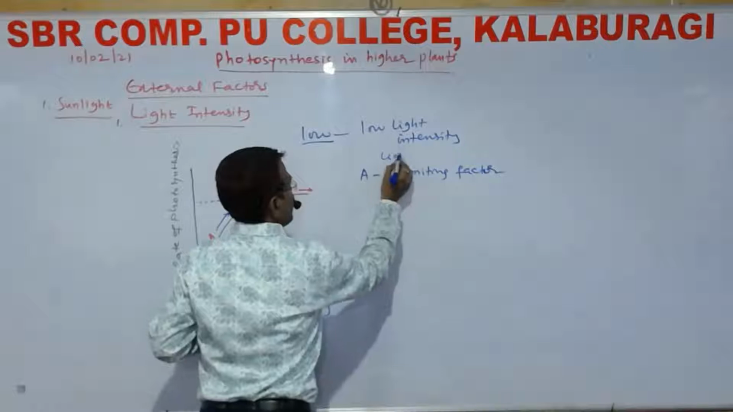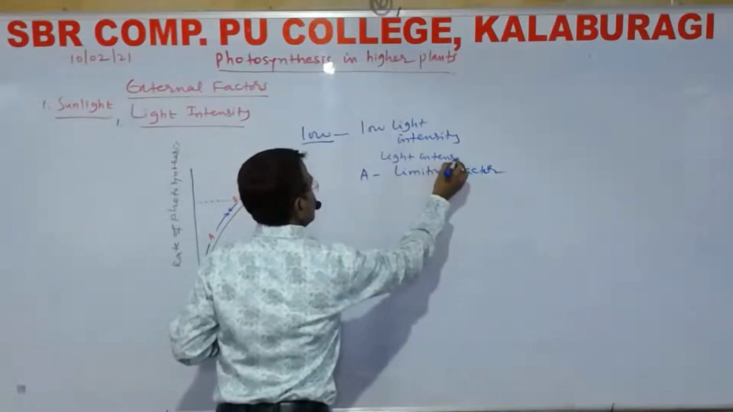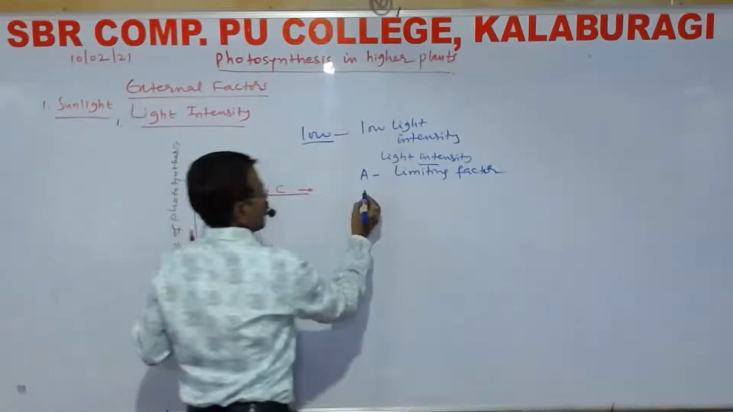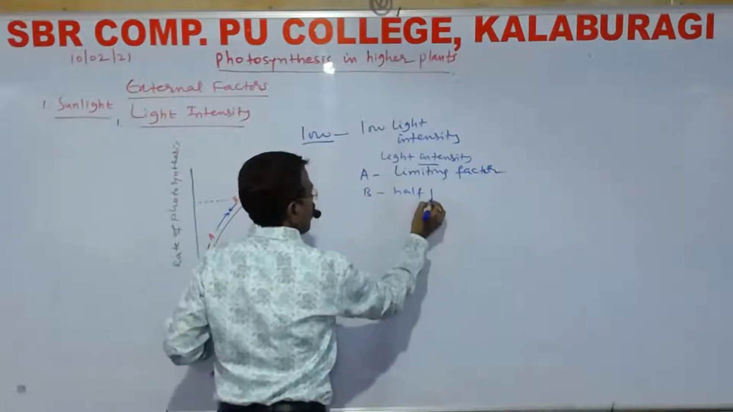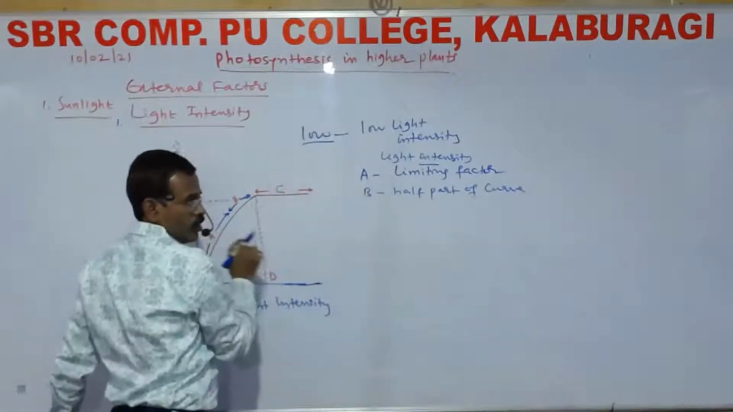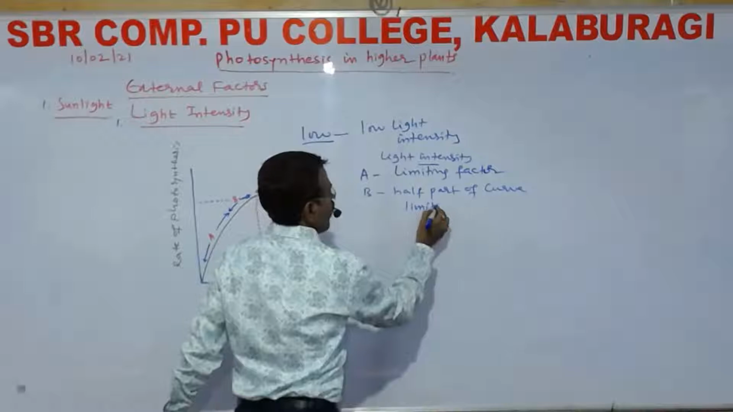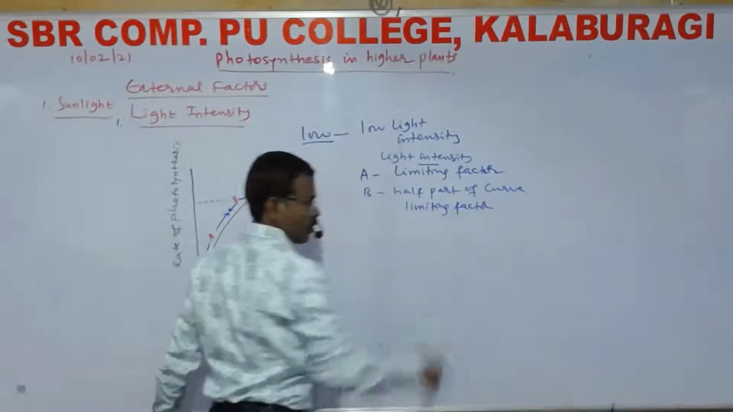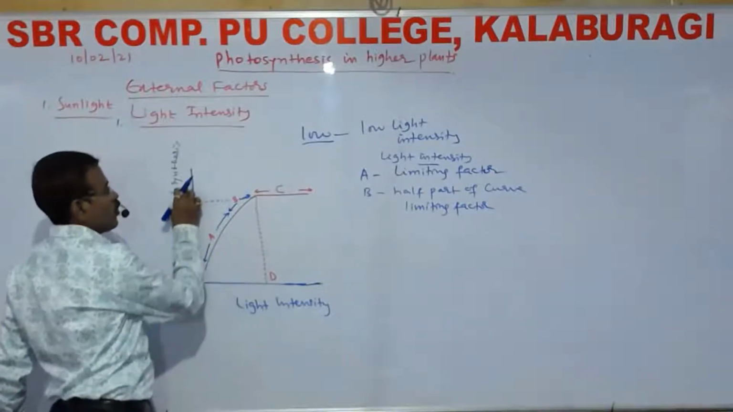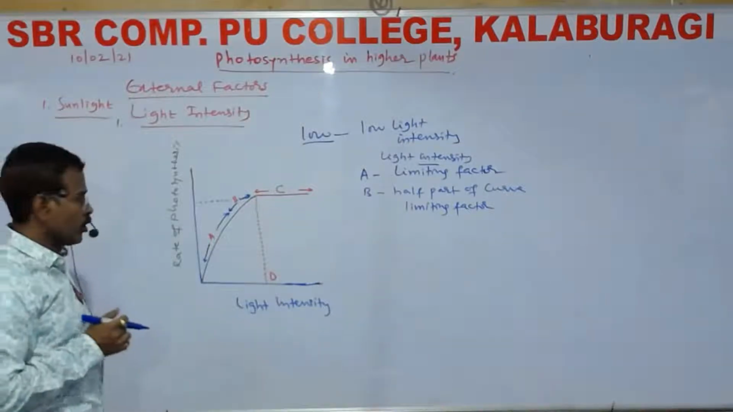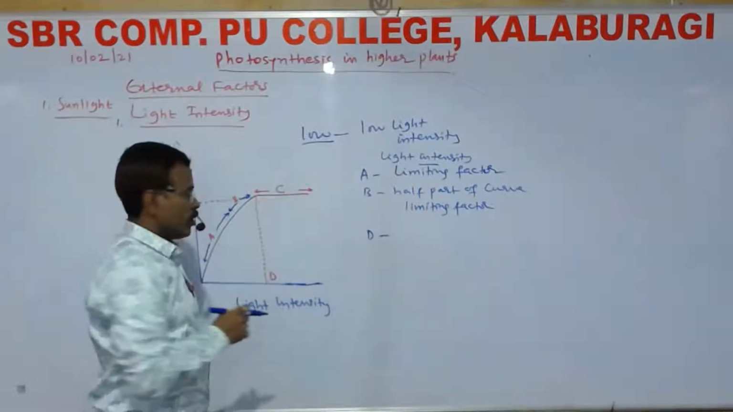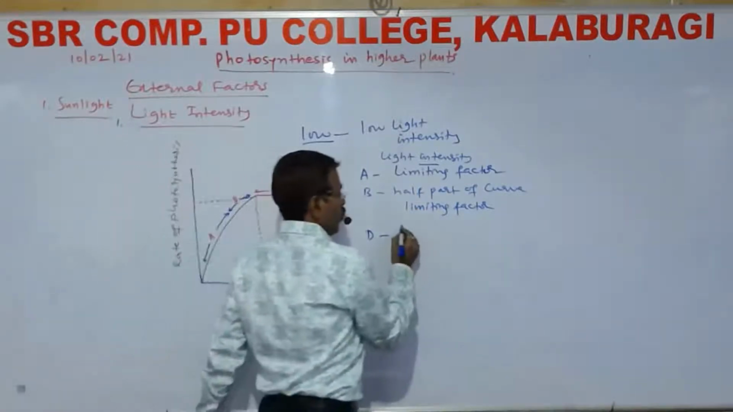So light intensity is the limiting factor here. Half part of the B, half part of the curve, is also a limiting factor. So with the increasing intensity of the light, the rate of photosynthesis also increases. This is what you are seeing, D.